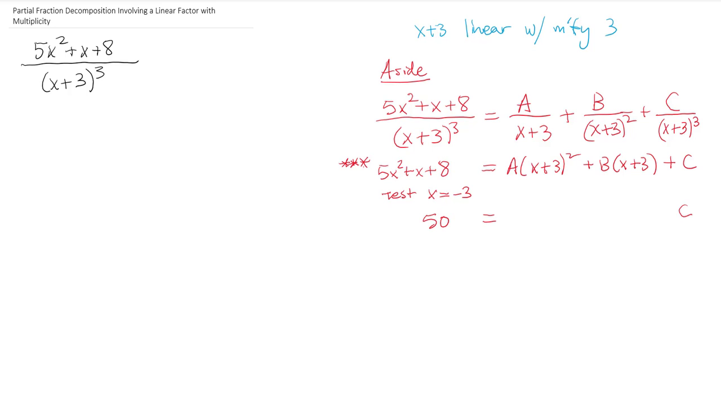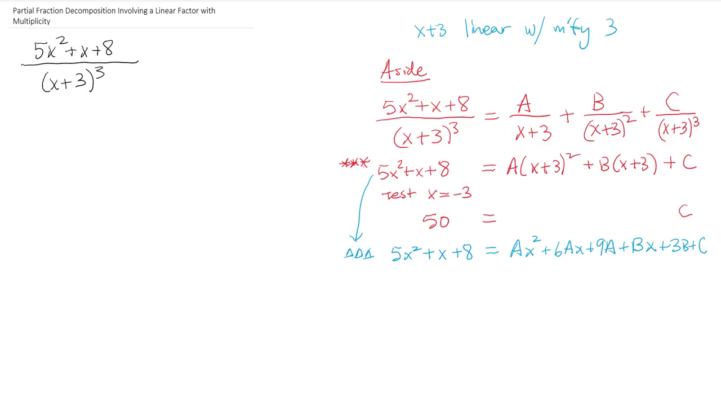Now, why don't we write a different equation? And let's call this equation triple triangle. So we have 5x squared plus x plus 8 is now equal to, why don't we do something like this? Why don't we do ax squared plus 6ax plus 9a plus now what? A bx plus 3b plus c.